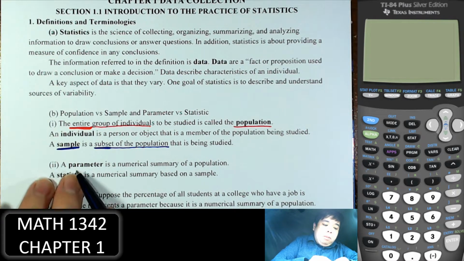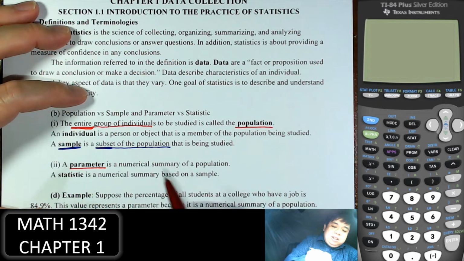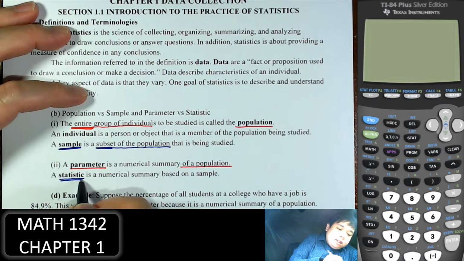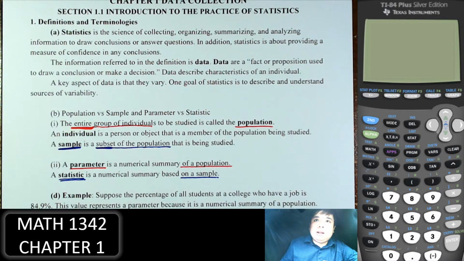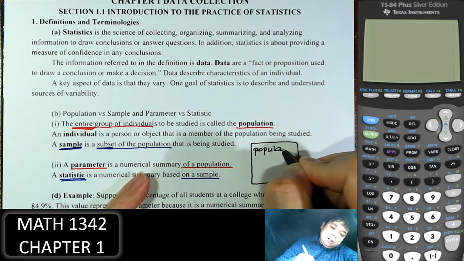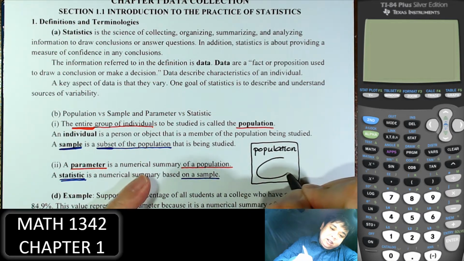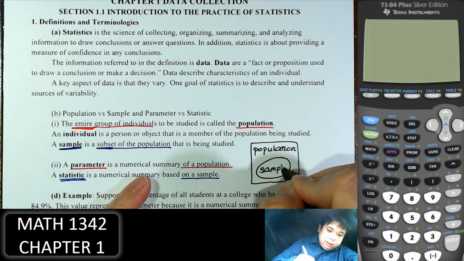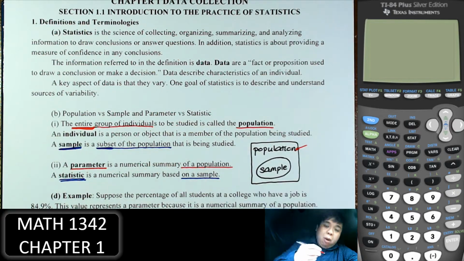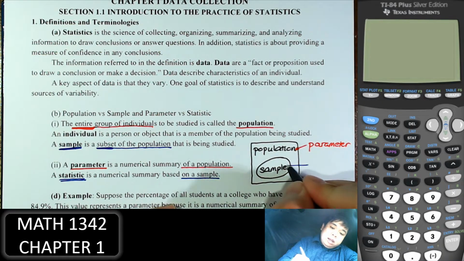Next, a parameter is the numerical summary of a population, whereas a statistic is on a sample. So the population will be the whole thing, and there will be a sample inside of the population. A number that represents a population is a parameter. A number that represents a sample is a statistic.